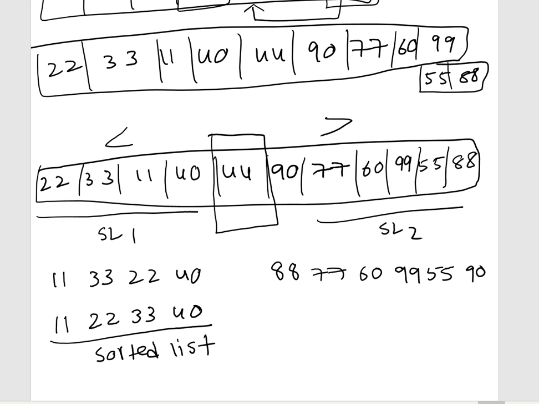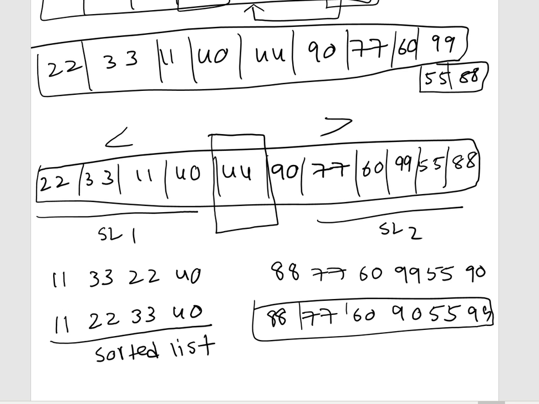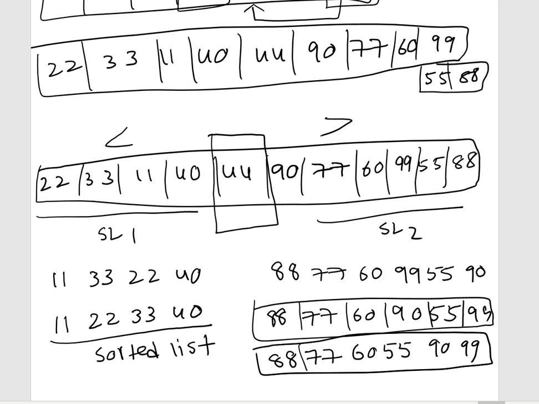Now again we check from the left side, means we need to swap what? 99. So 88, 77, 60, 90, 55, 99. Again if you compare from the left side, means 88, 77, 55, 90, 60, 55, 90 and 99. Now you compare it out.